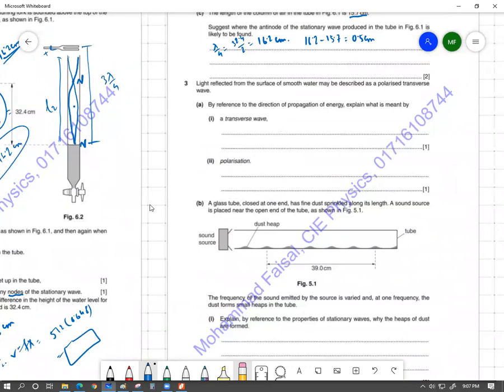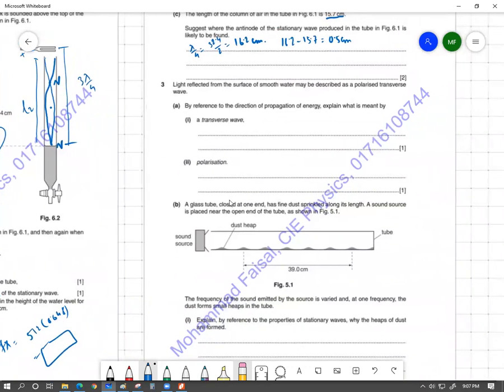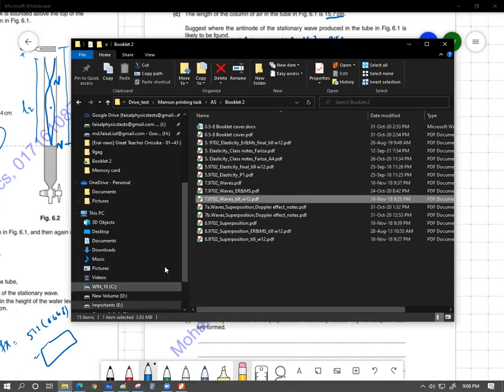Okay, this is another interesting question. Question number three, if you have a look over here. Light reflected on the surface of smooth water may be described as polarized transverse wave. By reference to the direction of the propagation of energy, explain what is meant by a transverse wave. We just give the definition over here and what is meant by polarization. The definition of polarization in very simple words, or as the main key phrase, can be found from the mark scheme of this question. So I'm going to have a look at it and give you some insight for why that is correct. This is question number three.